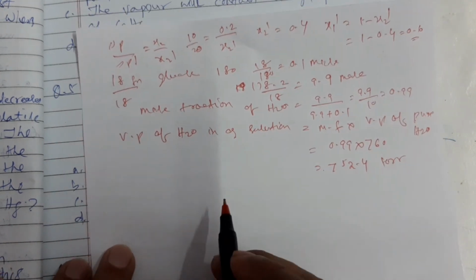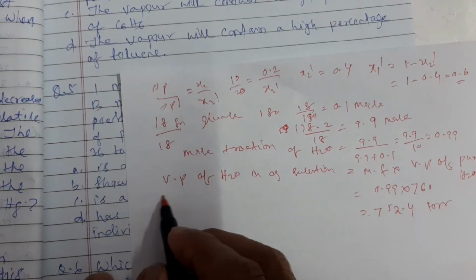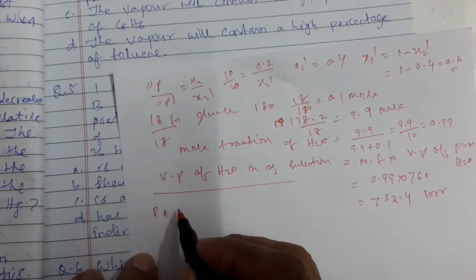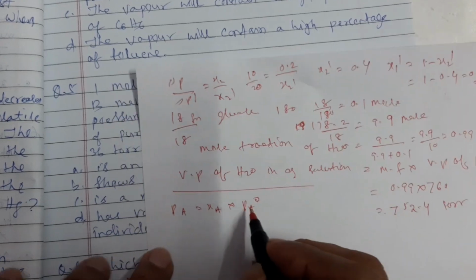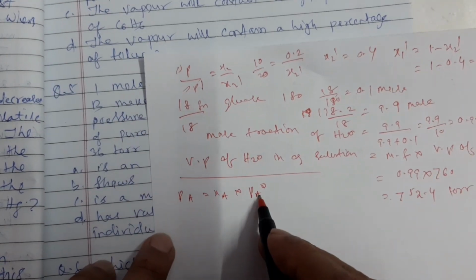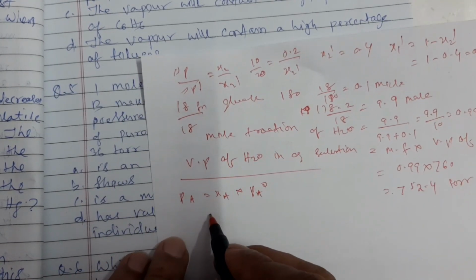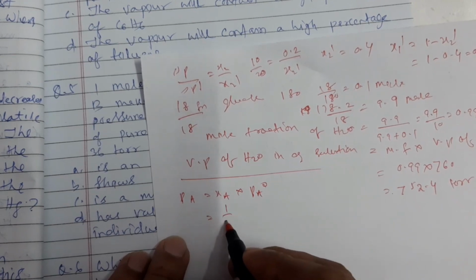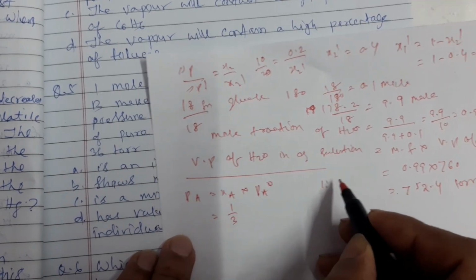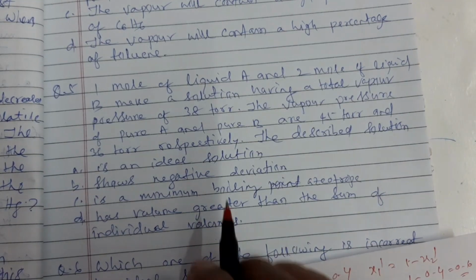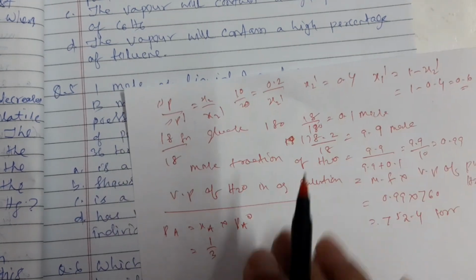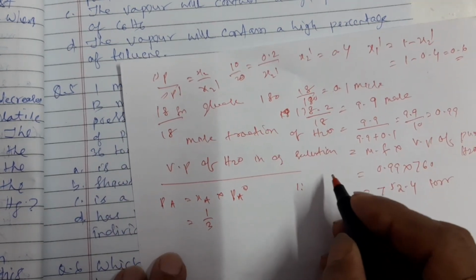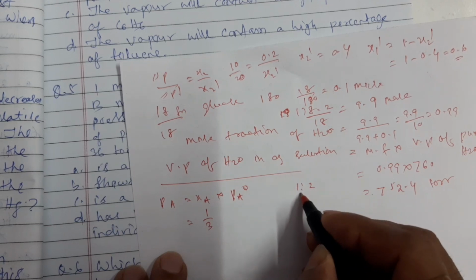So you see, we will calculate according to Raoult's law. PA is equal to the mole fraction multiplied by PA zero. Okay, this is the partial pressure, and this is the pure solvent. So XA is given by the ratio 1 to 2. It is 1 mole of liquid A and 2 moles of liquid B. So it is 1:2, and the total moles is 3.